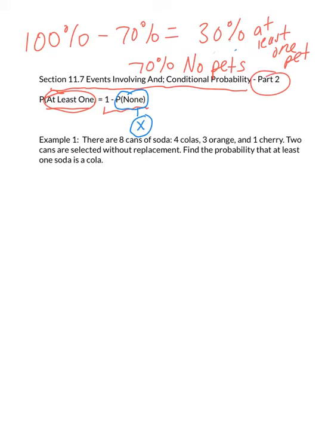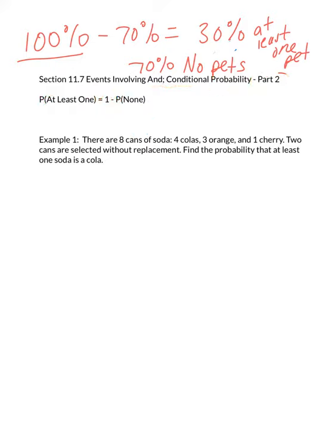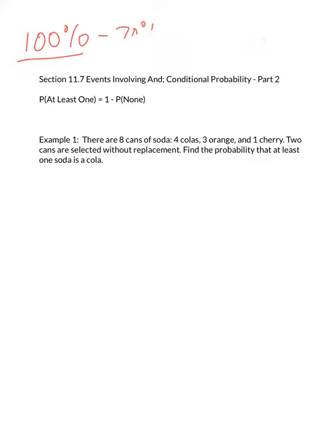If I said the same thing with chance of rain, if there's a 70% chance of no rain whatsoever, there's a 30% chance you are going to get some rain. So it is the same scenario. That's why we're starting with the number 1, same as 100%, and we're subtracting the opposite scenario. Just keep that in the back of your mind as to why we're doing that.